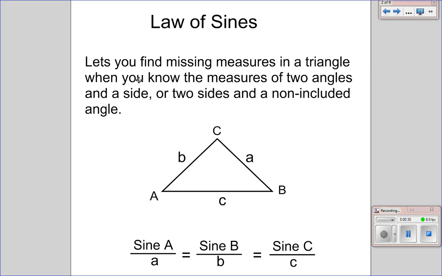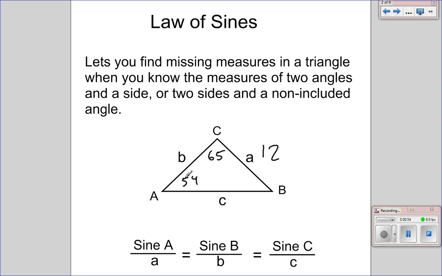So the law of sines lets you find missing measures in a triangle when you know the measures of two angles and a side, or two sides and a non-included angle. In other words, let's use the picture that's around here. You can use the law of sines when you have two angles and a side. So let's say this was 54 and this was 65, and any side, so let's say 12.